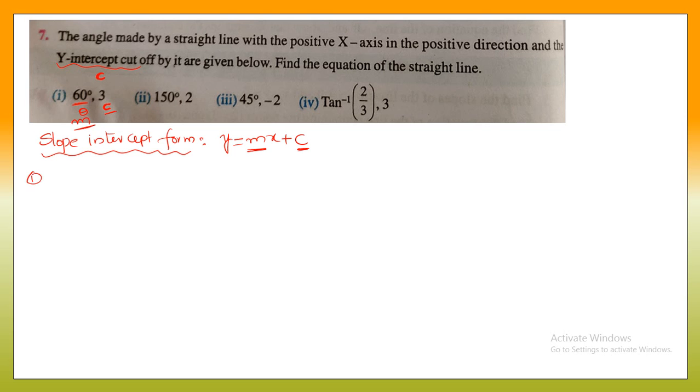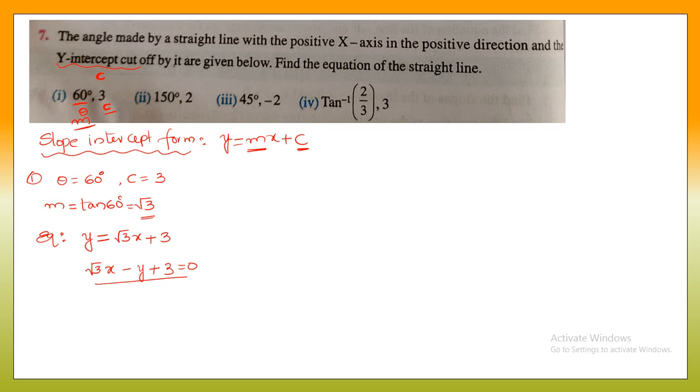Now moving on to question number 1. So what he has given, theta is equal to 60 degrees. So when theta is equal to 60 degrees, slope m is equal to tan theta, no? Which is nothing but tan 60. So this I can write as root 3, right? And one more thing, c is equal to 3 he has given, right? Now writing down the equation of the line, y is equal to mx plus c. So m is root 3 into x plus c is 3. Now on rewriting the equation, this becomes root 3 x minus y plus 3 is equal to 0. So this is nothing but my line equation.